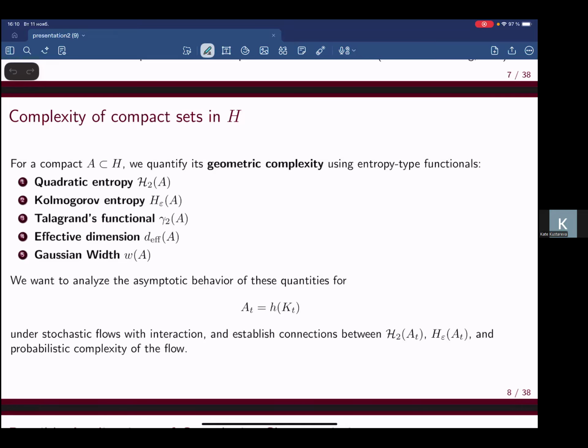And to study the evolution of such complexity, we introduce several entropy type functionals. Quadratic entropy, Kolmogorov entropy, Talagrand's functional, effective dimension, and Gaussian width. Each of these captures different aspects. And our goal is to analyze how these quantities behave for the evolving compact A_t.